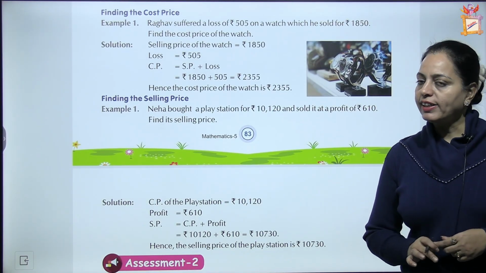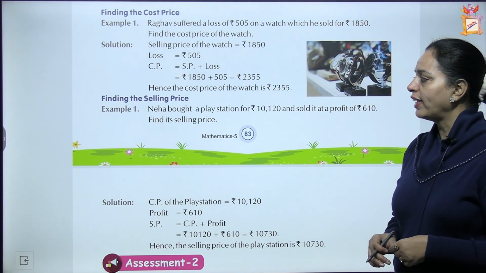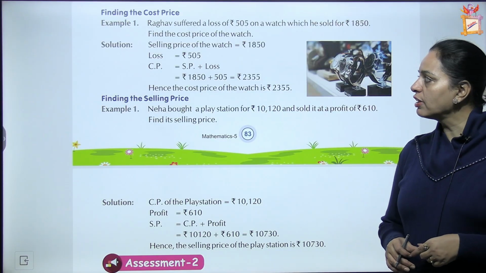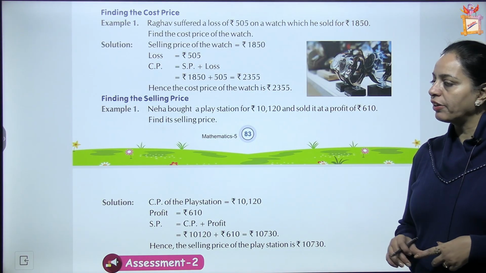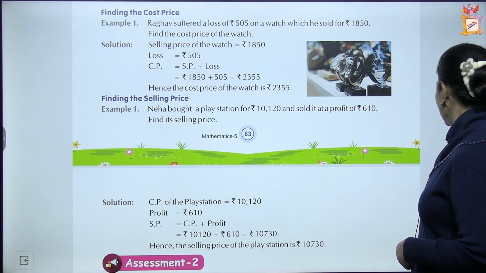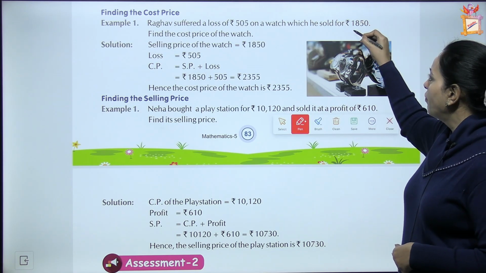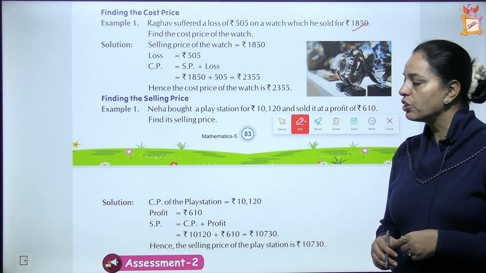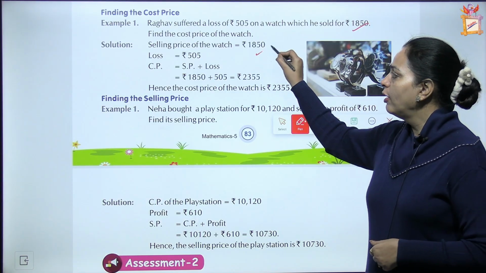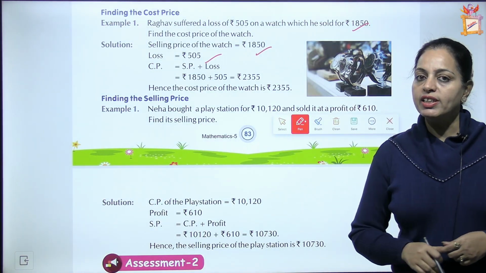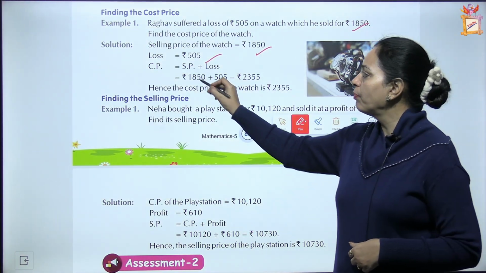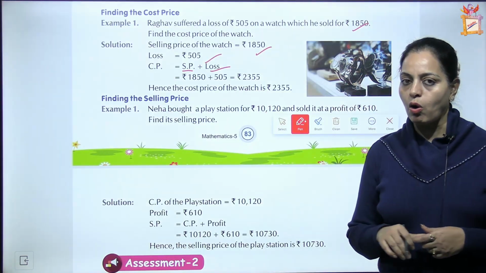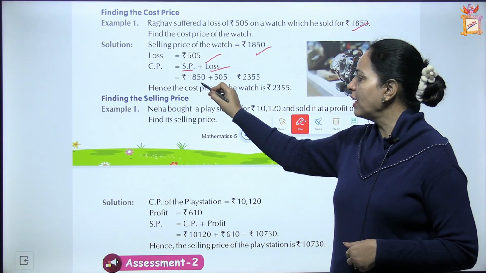Now finding the CP, cost price. Example 1. Raghav suffered a loss of ₹505 on a watch which he sold for ₹1,850. Find the CP of the watch. So SP is given, loss is given. So what is CP? CP is SP plus loss. So दोनों को प्लस कर देंगे.